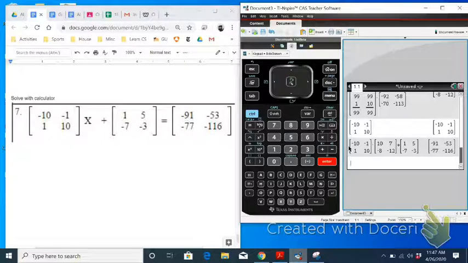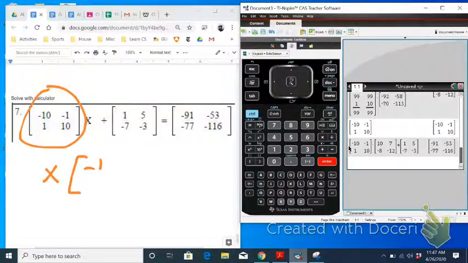So it's just like solving a regular linear equation. Just you can't divide matrices. When you have to get rid of a matrix here, you have to multiply by the inverse. Now, remember, order matters.